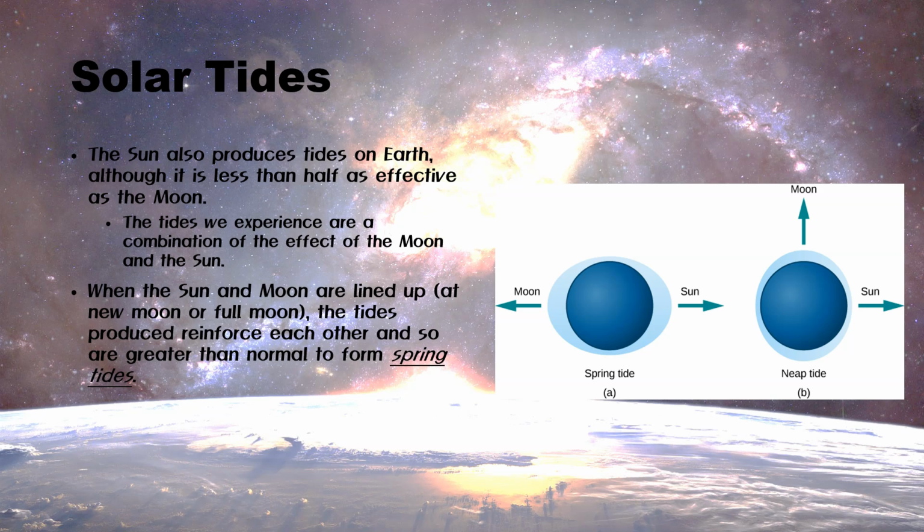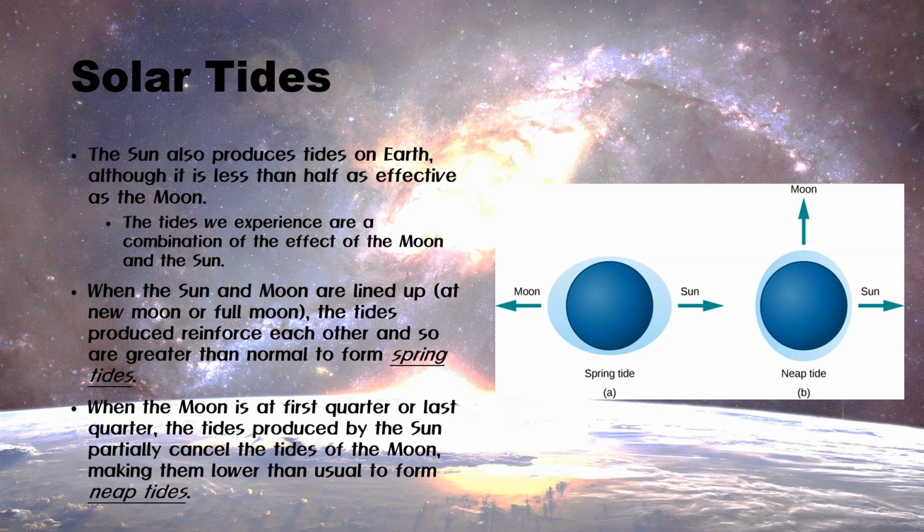Now, when the sun and moon are lined up at either the new moon or the full moon phase, the tides produced reinforce each other, and so produce tides that are greater than normal to form what we refer to as spring tides, which you can see here in diagram A. Now, when the moon is at either the first quarter or the last quarter, the tides produced by the sun partially cancel out the tides of the moon, making them much lower than usual to form what we refer to as neap tides. So when you have this perpendicular effect, where they're at this right angle to one another, we're going to get a neap tide. But when they are along the same plane here, which is again at the new or full moon, we're going to get a spring tide.